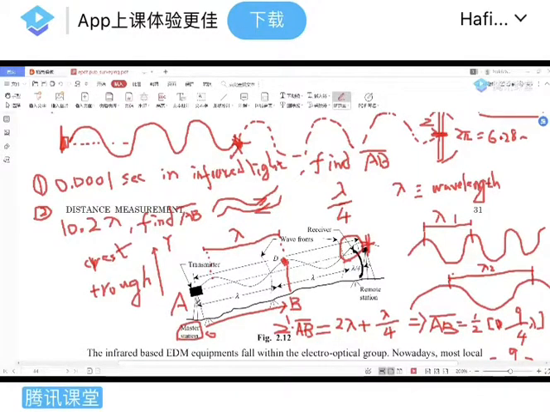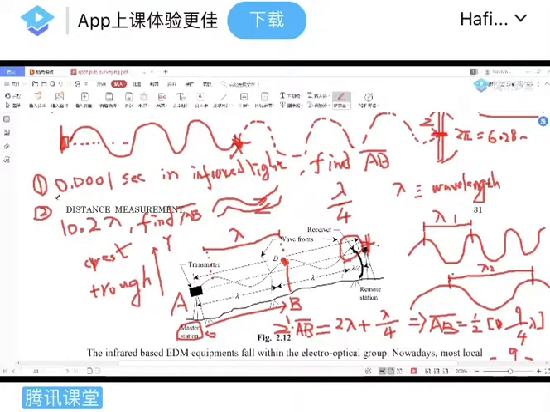Suppose your light is infrared. In the infrared light, you record the time, the total time, and the bounce back. Of course, in total, the total time is 0.0001 second.